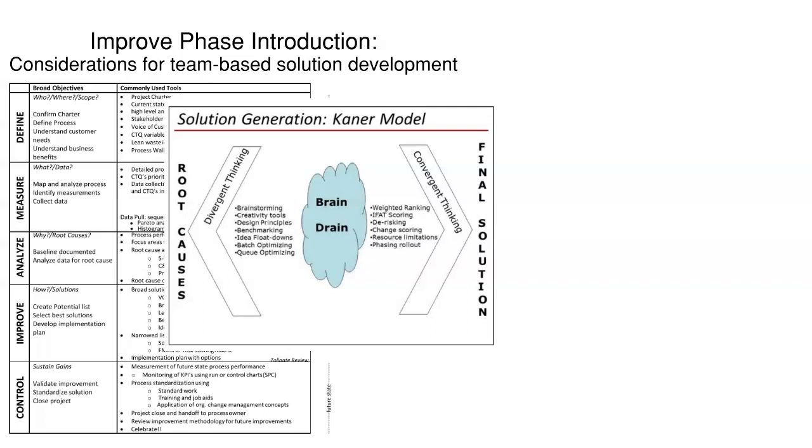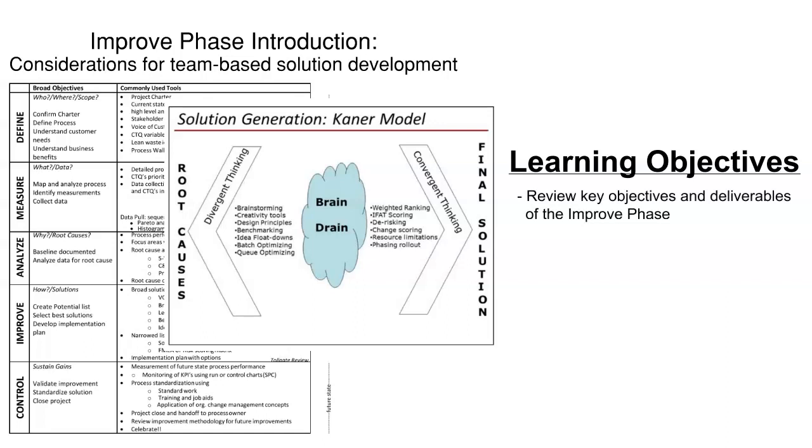In this video, we'll begin a series of discussions around tools and activities that you can perform in the improve phase of a DMAIC style project. The specific learning objectives will be to review the key objectives of the improve phase, along with some of the major deliverables that you should expect to see at the end of the improve phase.